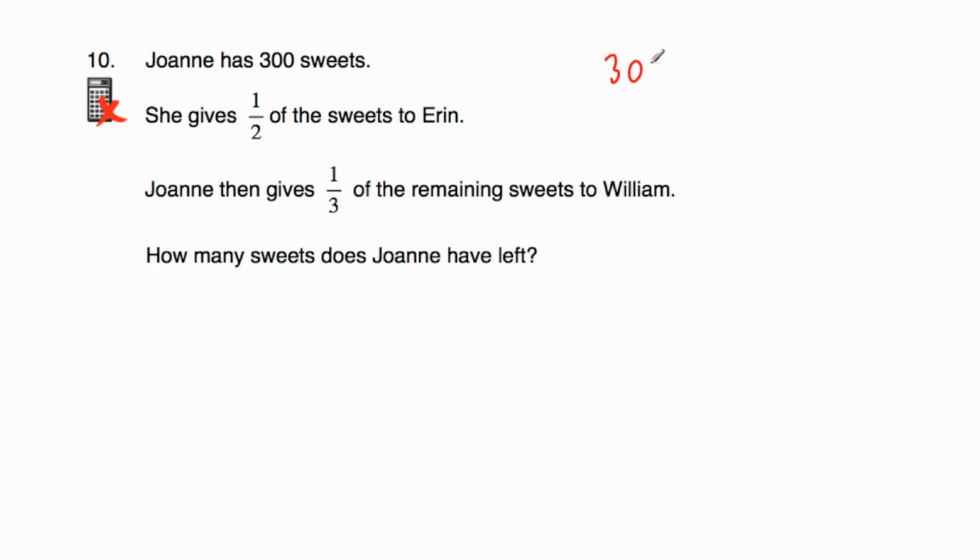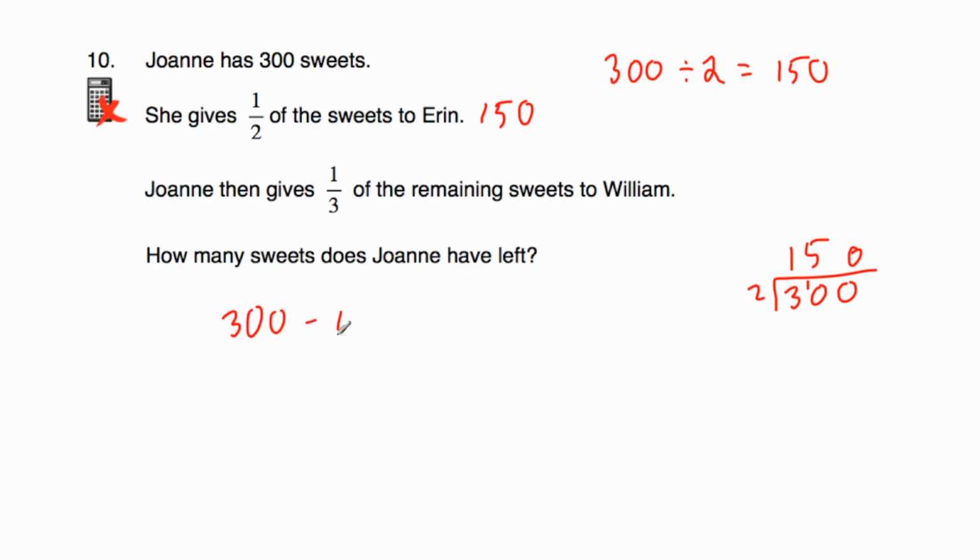If we have 300, to find a half of a number, we divide by 2. So we're going to do 300 divided by 2. And half of 300 is 150. If you're not sure on that, you can use your bus shelter method. 300 divided by 2. 2 goes into 3 once, remainder 1. 2 goes into 10 5 times, and 2 goes into 0, 0. So 300 divided by 2 is 150. So Joanne gives half of the sweets to Erin, so she gives Erin 150 sweets. She then gives a third of the remaining sweets to William. So she had 300 and she gives 150 away.